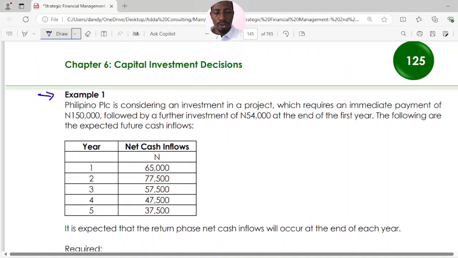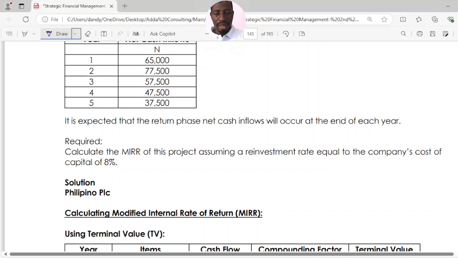All right. So let's follow those three procedures I mentioned. If you want to use the terminal value method, like I told you, there are three procedures. The first procedure is to calculate terminal value for the positive cash flows. Then step 2, calculate present value for the negative cash flows. Then step 3, calculate modified internal rate of return. If you want to include step 4, you are advised, because the examiner is asking you to calculate the modified internal rate of return, assuming the return rates and the reinvestment rates equal to the company cost of capital of 8%. Even though you are not asked to advise, you can state your advice. That will be step 4.